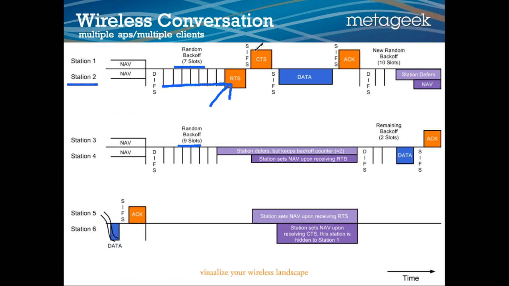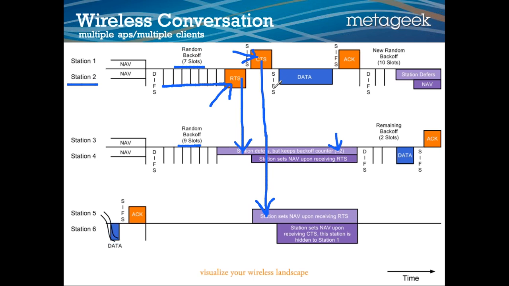It's going to transmit the RTS, and Station 1 is going to reply with a clear to send. Yep, you are clear to send. Now, when this RTS was transmitted, notice that Station 4 did something. It defers. It saw that another device is talking, but it's keeping its backoff counter of 2. It goes, okay, I only have 2 random backoff slots left before it's going to be my opportunity to talk. When the CTS was transmitted, it let everybody know, hey, we're about to have a conversation over here.